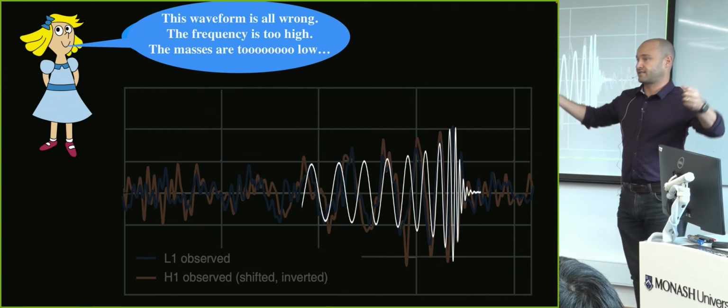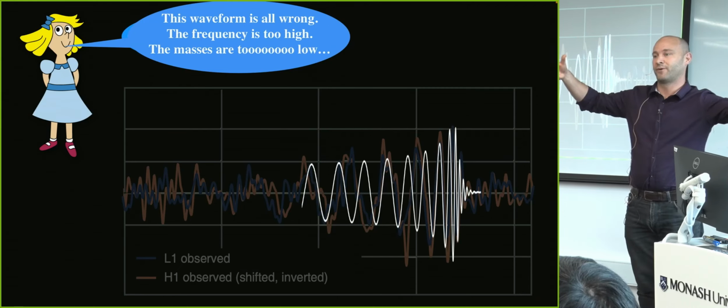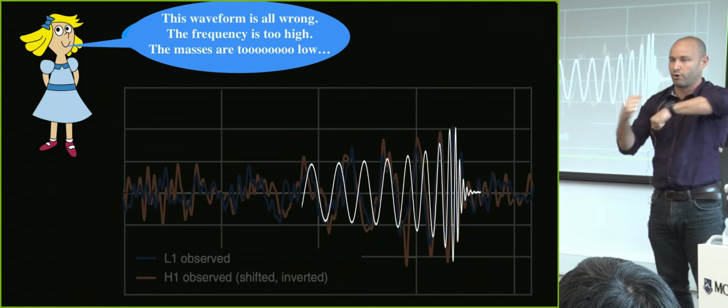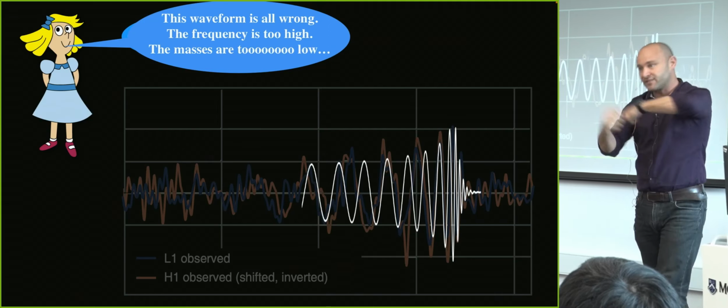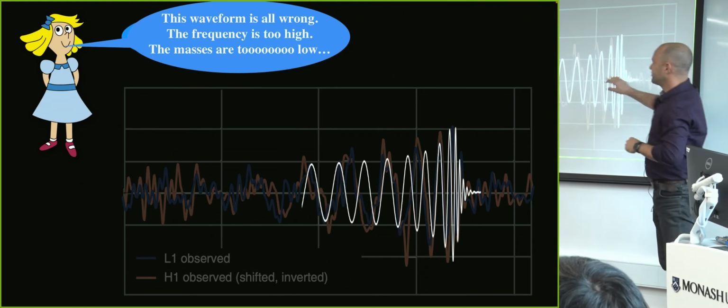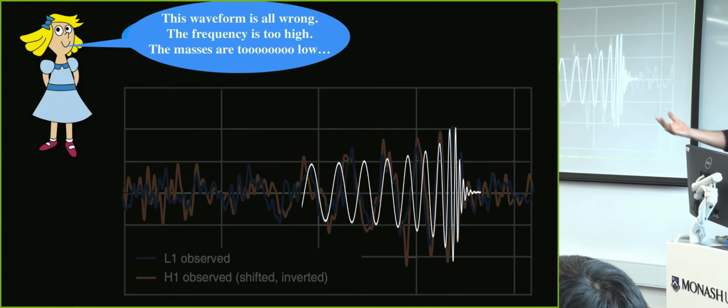And the reason for that is simply that the higher masses I have, sorry, let me go the other way. The smaller masses I have, the closer a system can get to itself before it merges. And therefore, the faster it's going around and the higher the gravitational wave frequency. Okay? So Goldilocks isn't happy with this. Her porridge is too hot. Her masses are too low. So she goes back to the drawing board.